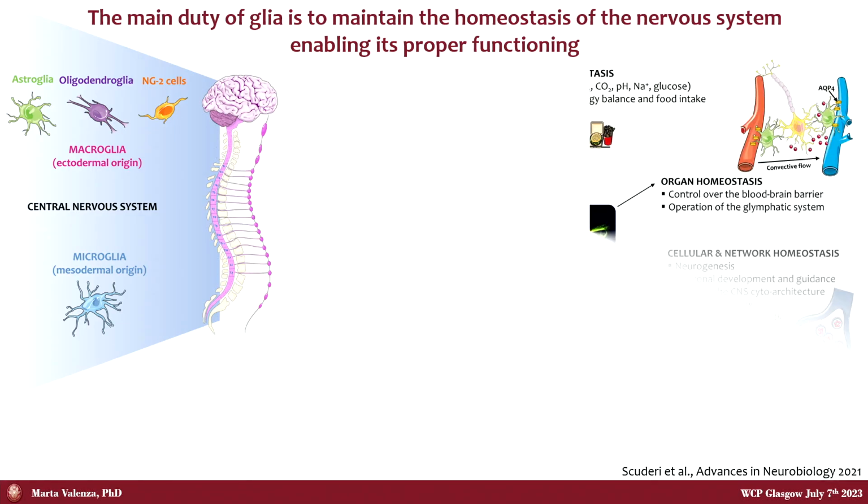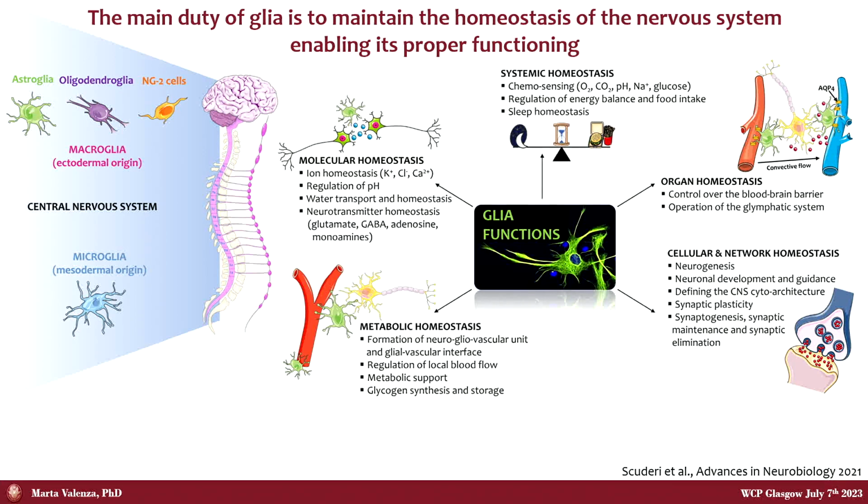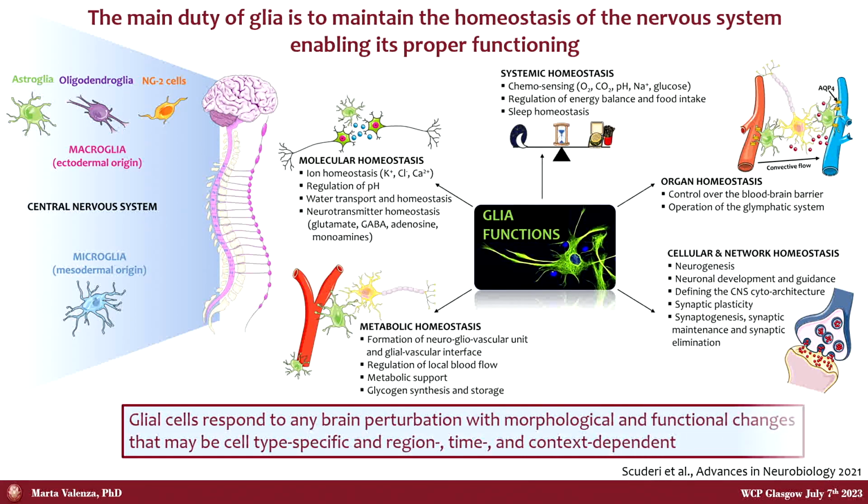But neurons are not the only player in this game, since the maintenance of brain homeostasis is up to glial cells. And glial cells are a population of non-neuronal cells that have different shapes and origins and exert a plethora of different functions in our nervous system. And their changes can restore the lost homeostasis.